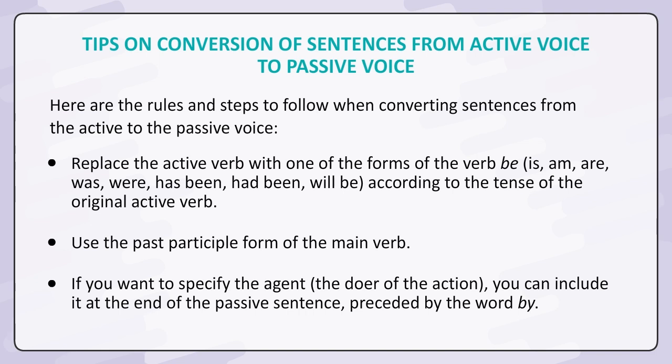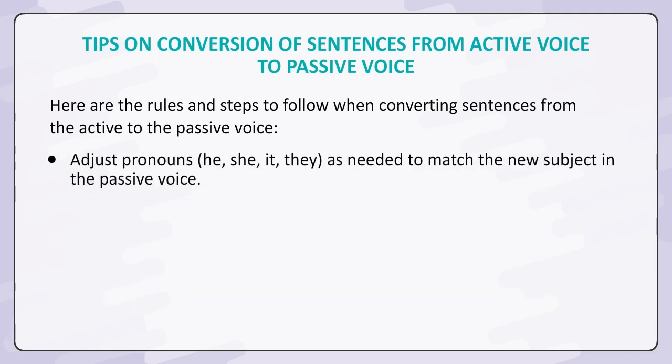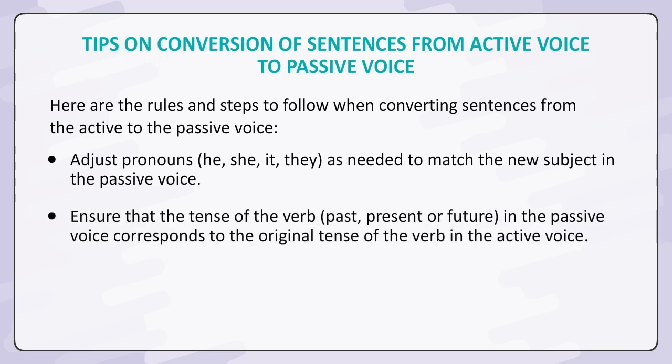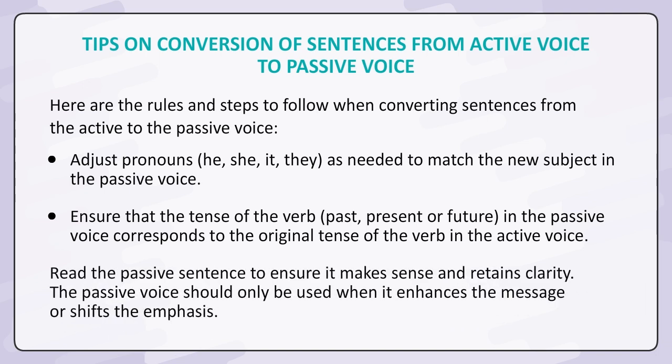If you want to specify the agent, the doer of the action, you can include it at the end of the passive sentence, preceded by the word by. Adjust pronouns he, she, it, they as needed to match the new subject in the passive voice. Ensure that the tense of the verb, past, present, or future, in the passive voice corresponds to the original tense of the verb in the active voice. Read the passive sentence to ensure it makes sense and retains clarity. The passive voice should only be used when it enhances the message or shifts the emphasis.